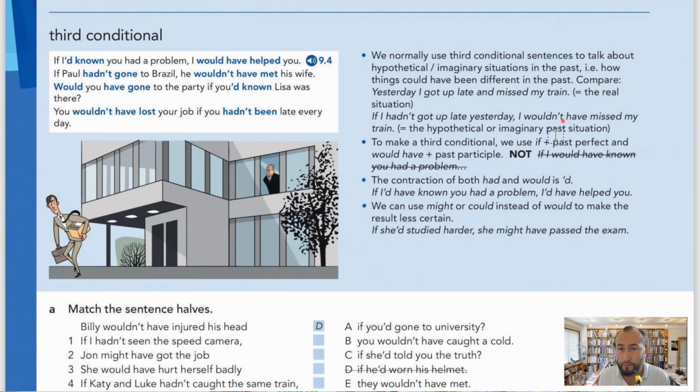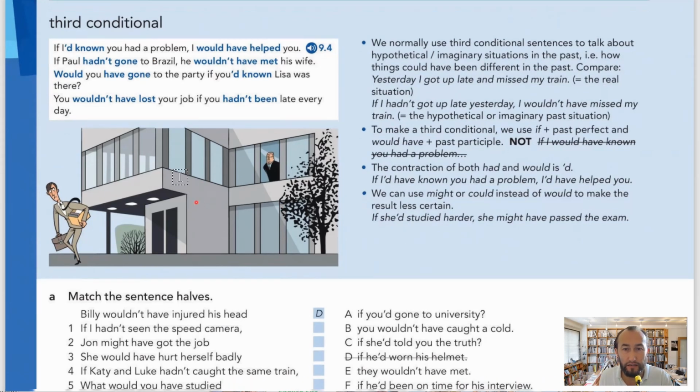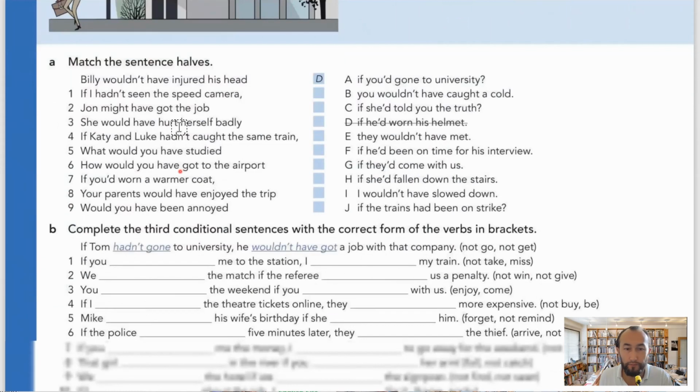So I don't want to go into too much detail because I have already explained in the sessions. To make third conditional, we use if plus past perfect, and then the main clause will be would have plus past participle. All right. So we can contract. When you contract, it will be I'd or he'd. So we don't say I had. And that's it. So we're going to jump into the exercises to see how it goes, right?